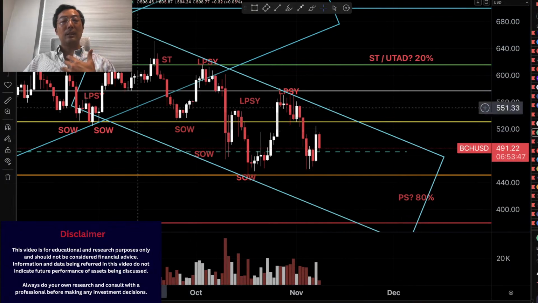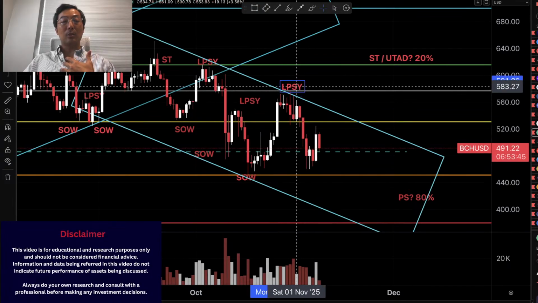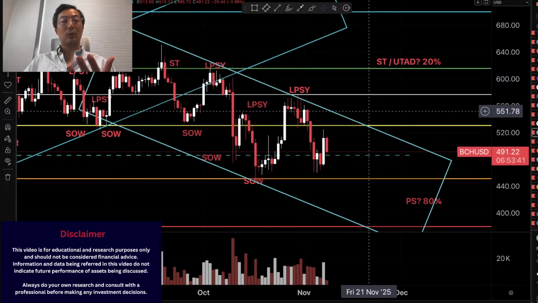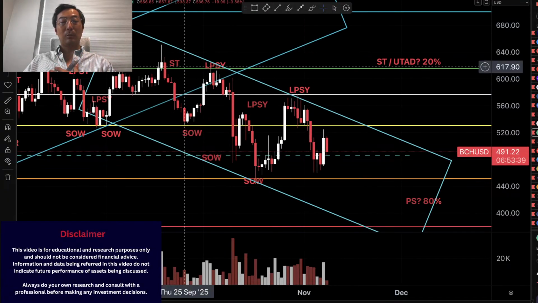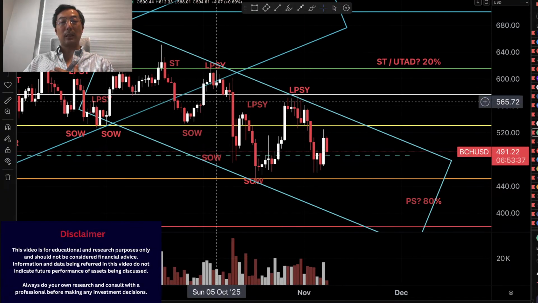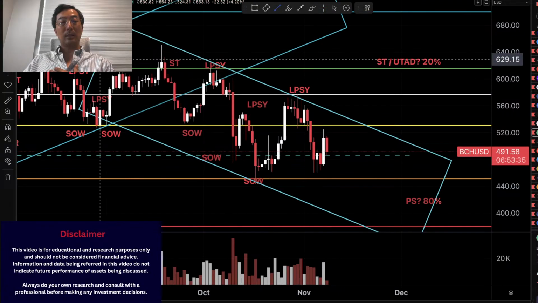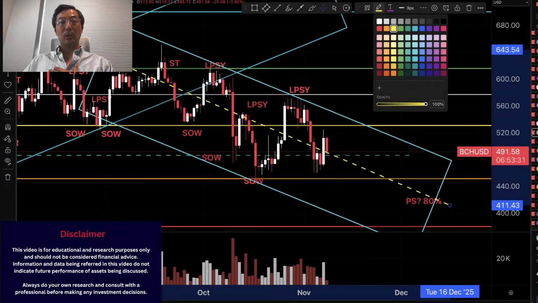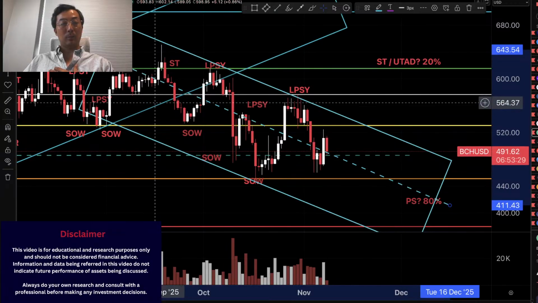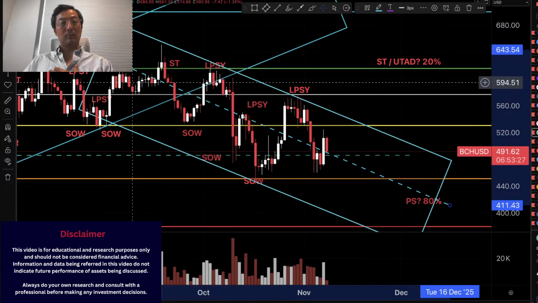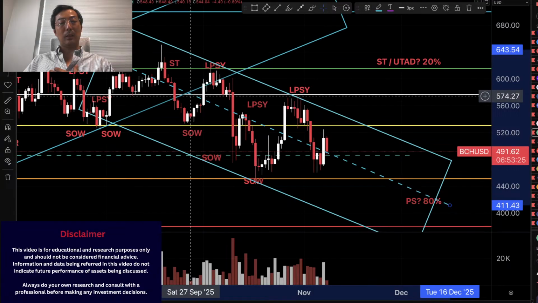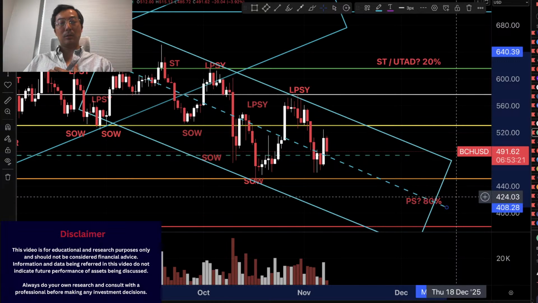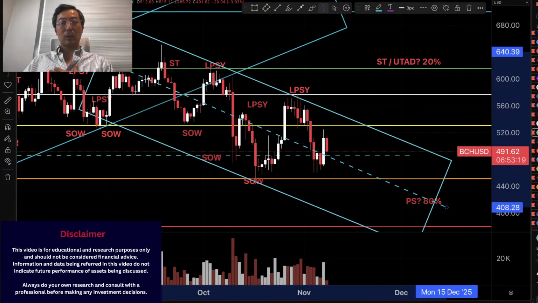Basically, this is the channel box or the air hockey table that I always mention, because the price tends to bounce between the boundaries. And also there should be a center line over here that you see the price would tend to bounce off from there as well some of the times. Okay, so that's how this channel box or air hockey table works.